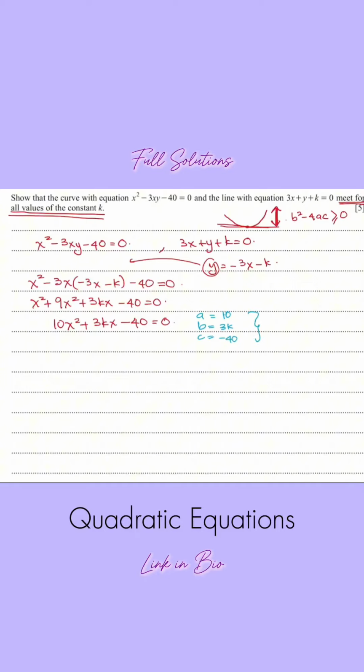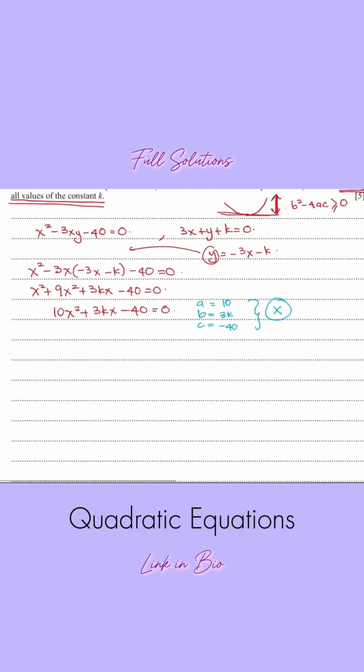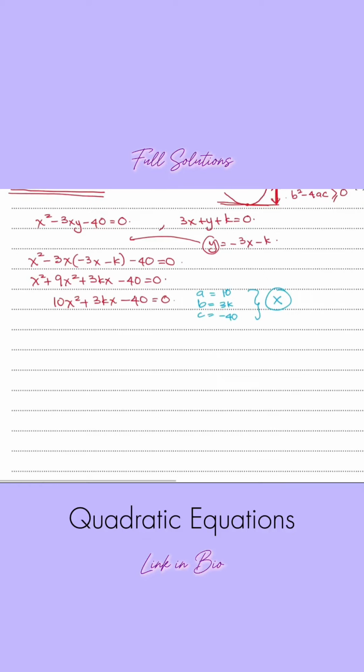You have to remember that at this point, when you write out your a, b, and c, none of the x should be there, because we are only pulling out the coefficients. Once you get that, putting it into b squared minus 4ac, you will have 3k squared minus 4 times 10 times negative 40. Finding the value of this, you should have 9k squared plus 1600.